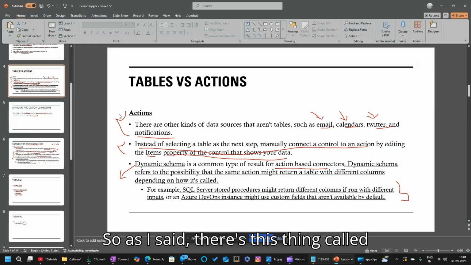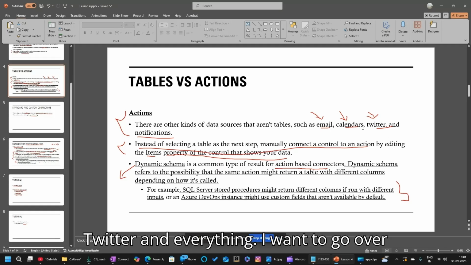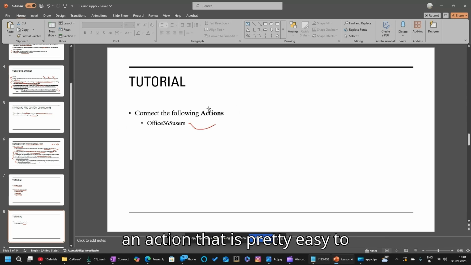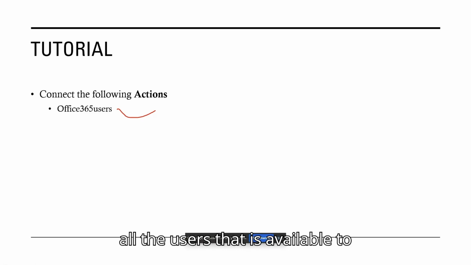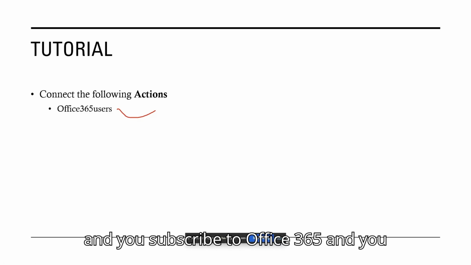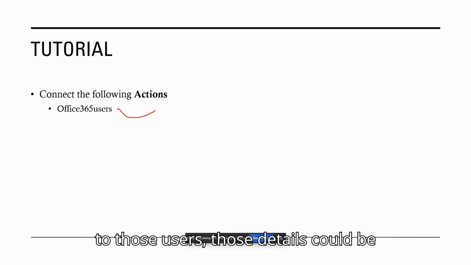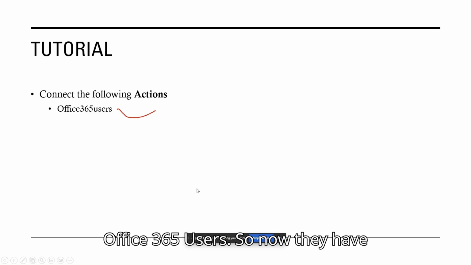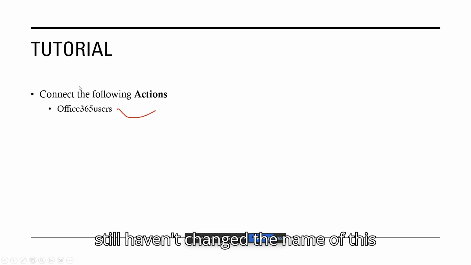So, as I said, there's this thing called actions, which is not similar to tables. There are several types of actions like emails, calendars, Twitter, and everything. I want to go over an action that is pretty easy to implement, and that action is Office 365 users. It is used to get details about all the users that are available to us in Office 365. So when you create a Microsoft Entra ID and you give Office 365 subscriptions to those users, those details could be accessed with this connector called Office 365 users. They have rebranded Office 365 to M365, but they still haven't changed the name of this connector as yet.